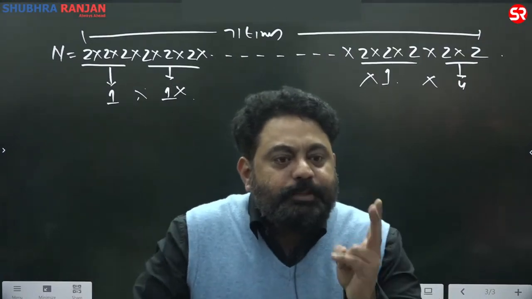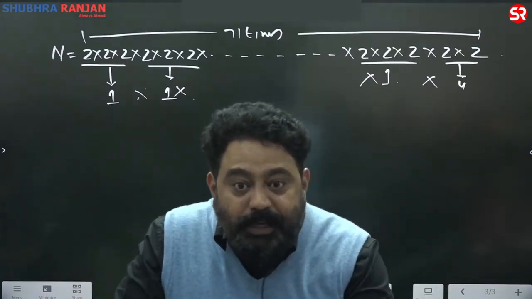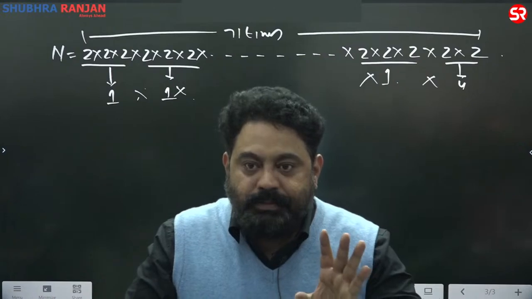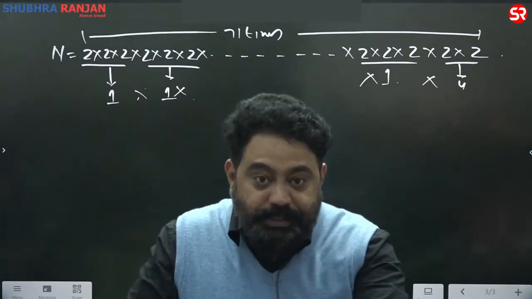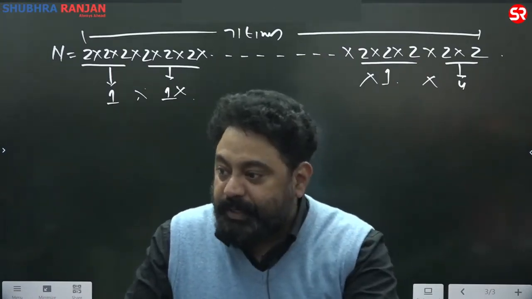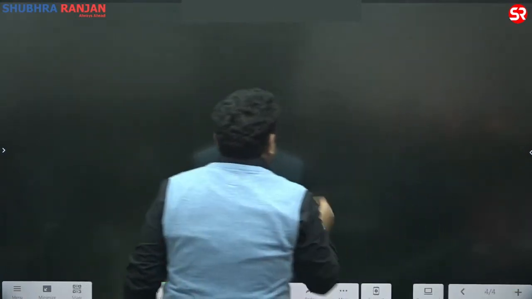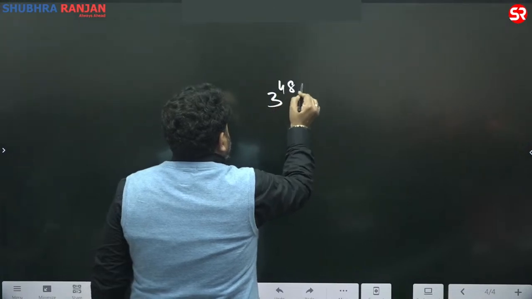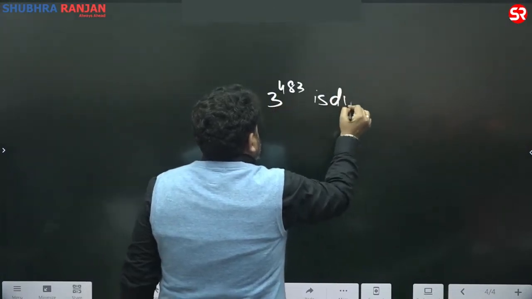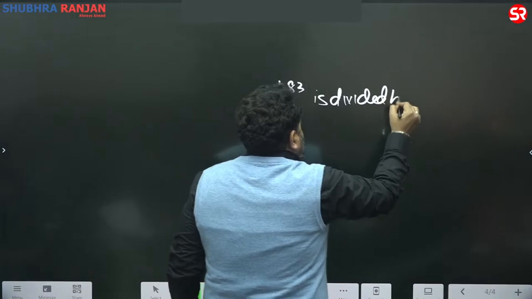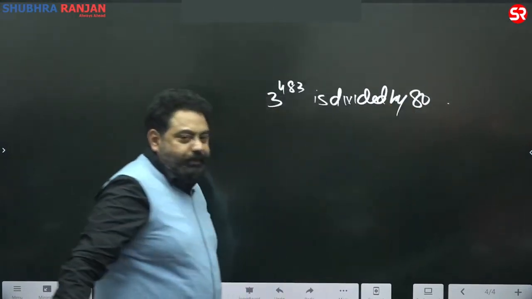See, there are 2 processes. Increase the power, divide the number. Alright, there are 2 processes. So be very patient on that part. You would get the trick, right? Chalo, करके दिखाओ. 3 to the power 483 is divided by 80. Find remainder.